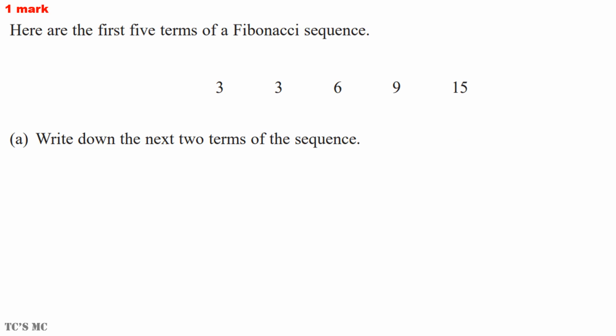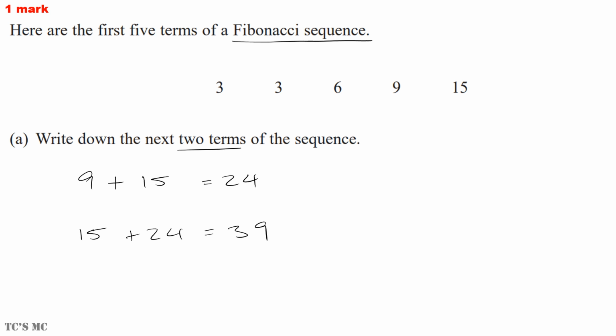Here are the first 5 terms of a Fibonacci sequence: 3, 3, 6, 9, 15. Write down the next 2 terms of the sequence. They are testing to see if you know that Fibonacci means add the 2 previous terms. So in this case, you need to do 9 add 15 to get 24, and then 15 add 24 to get 39. What they're looking for is both of these numbers. You don't need any method.